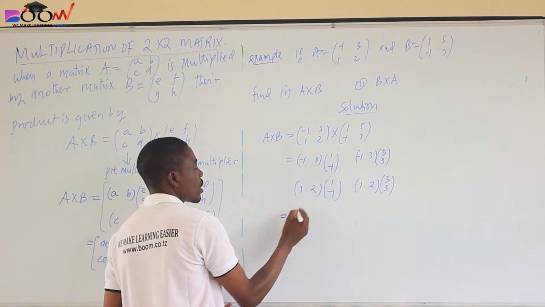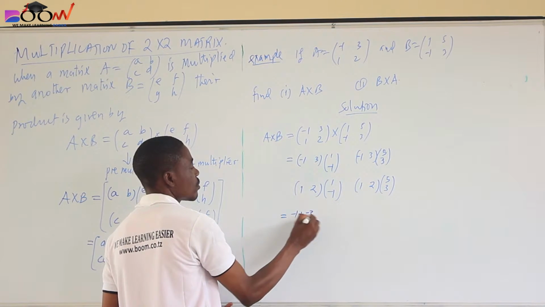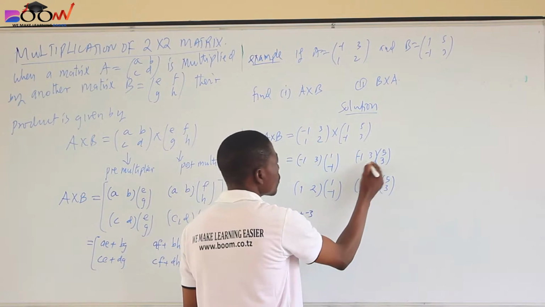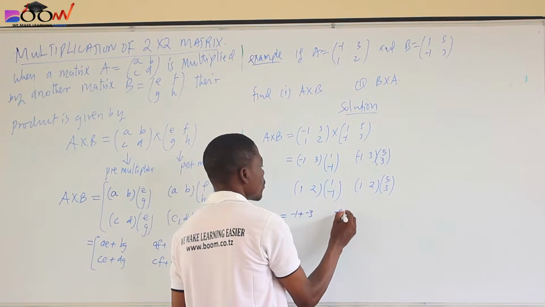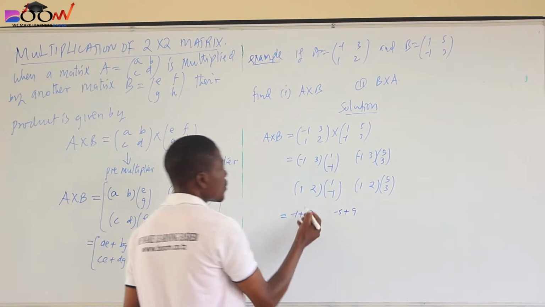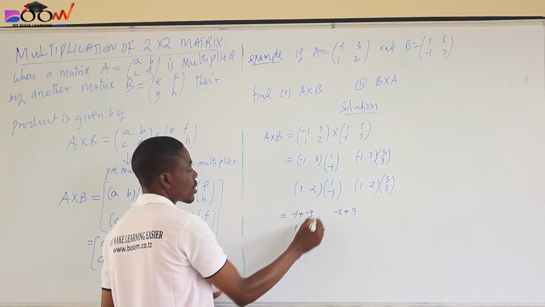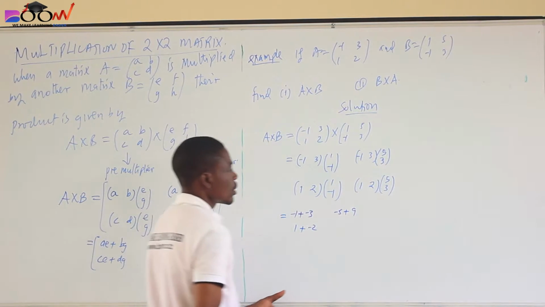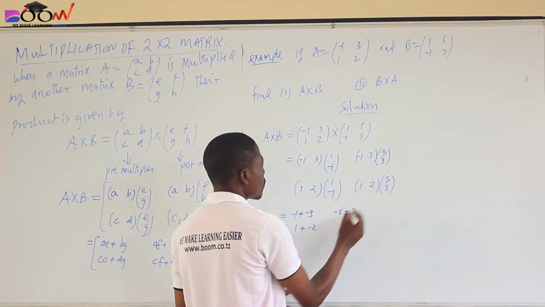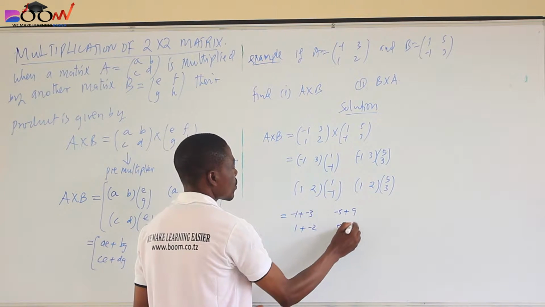Negative 1 times 1 becomes negative 1. You add with 3 times negative 1 becomes negative 3. Negative 1 times 5 becomes negative 5. You add with 3 times 3 becomes 9. This is 1 times 1 becomes 1. You add with 2 times negative 1 becomes negative 2. And again, 1 times 5 is 5. You add with 2 times 3 becomes 6.